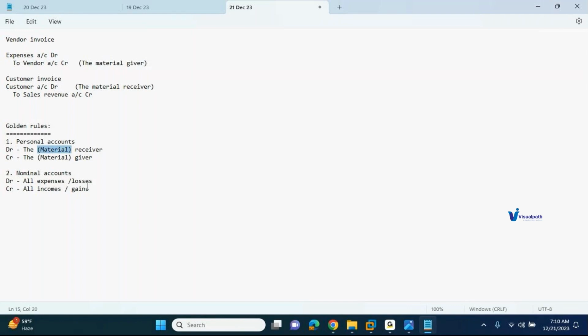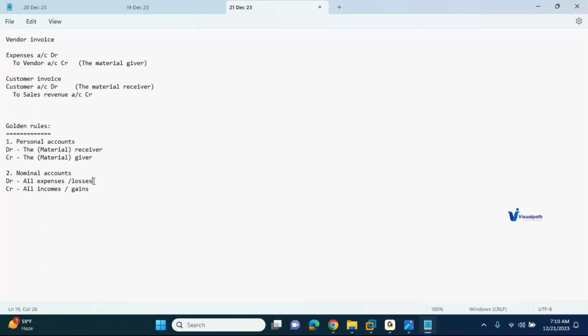As per accounting rules, personal account means debit the receiver, credit the giver. But for better understanding, I have added material. Then you can understand easily.